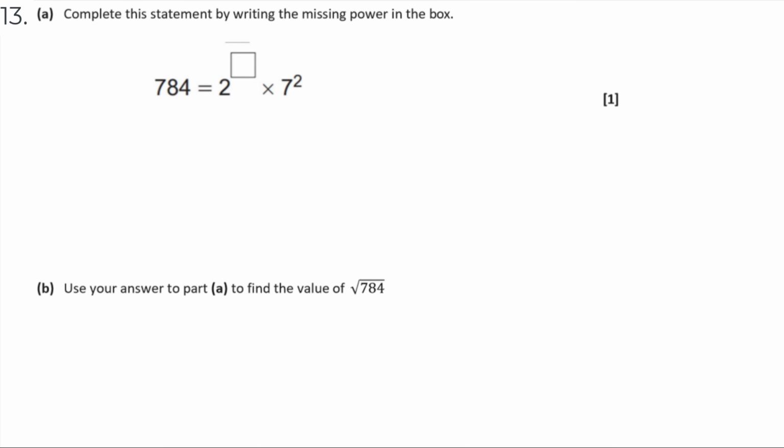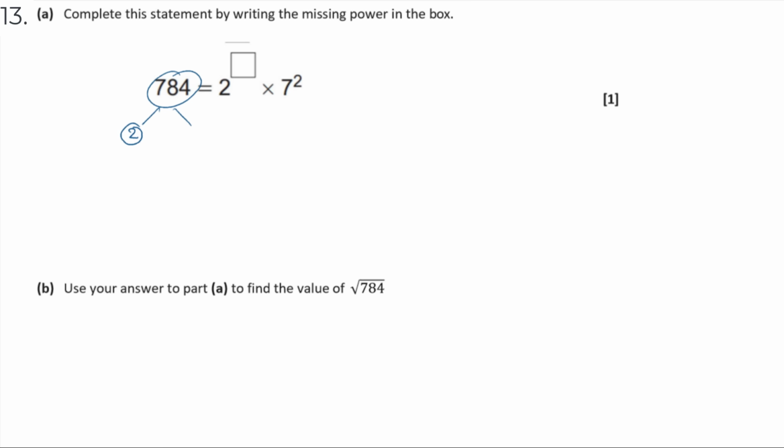Question 4a, complete this statement by writing the missing power in the box. And I've got 784 is equal to 2 to the power something times 7 squared. Okay, so basically what I need to do here is to rewrite 784 as a product of its prime factors. Okay, so if I were to do that, if I was to take 784 and think of two numbers that multiply together to give it, I could take 2 out, then half of 784, what's that?